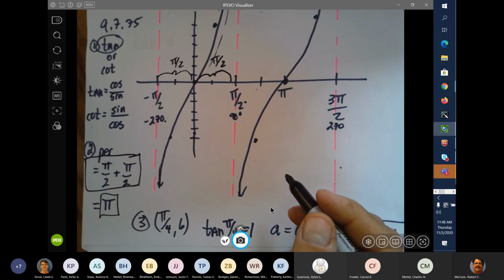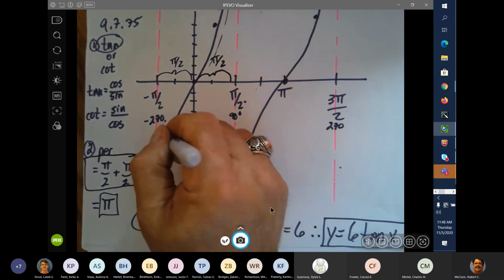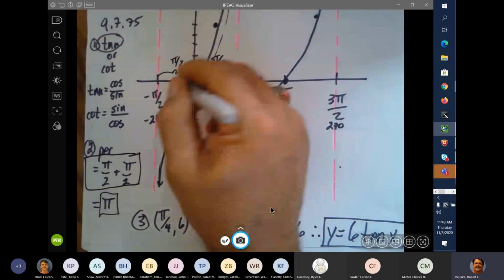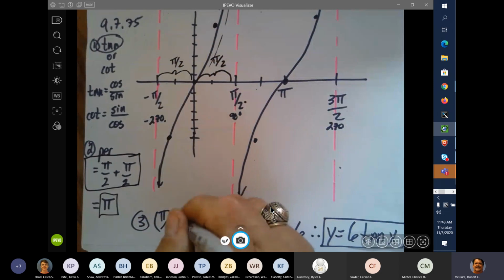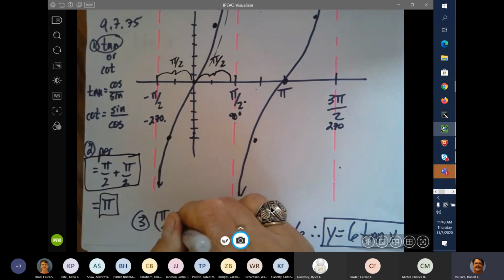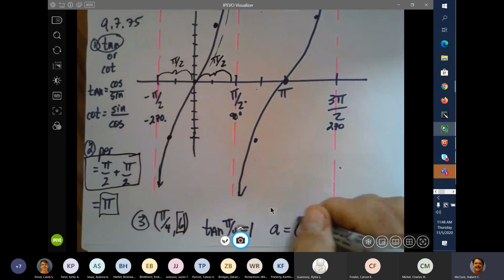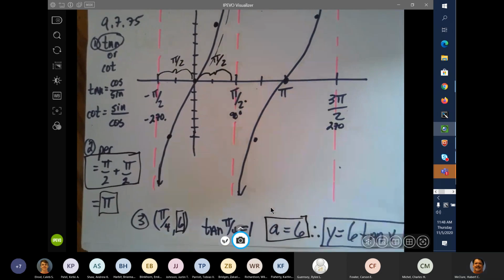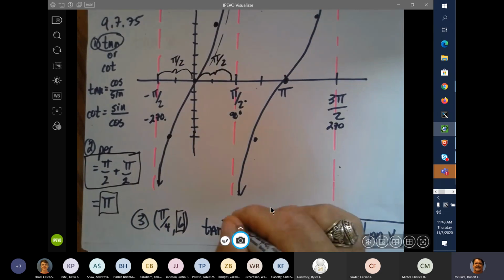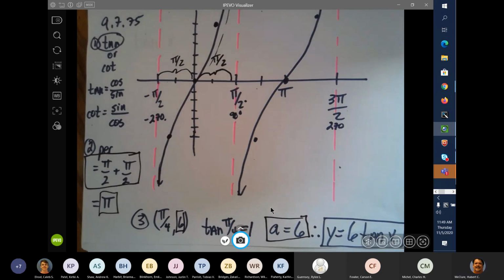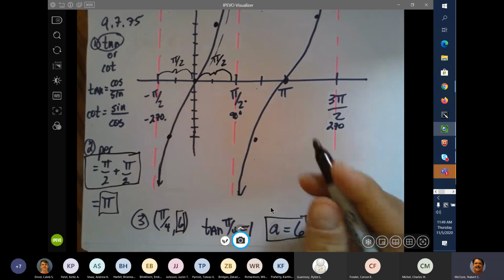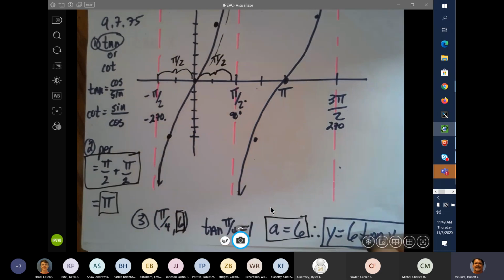Now, these points right here are your pi over 4 and 6, pi over 4 and 6. This right here, the 6, is going to give you a is equal to 6 right there. And the tan of pi over 4, if you were to do tan of pi over 4 in your calculator, that's equal to 1. So since the tan is equal to 1 and you've got a 6, your amplitude is going to be 6.